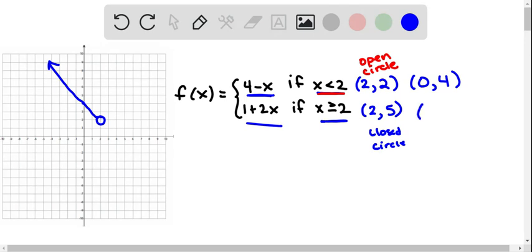And then we choose a second number for x, anything we want that's greater than 2. So suppose I choose 4. And 1 plus 2 times 4 is 9. So we're going to have a closed circle at 2, 5. Start there, go through the point 4, 9, and keep going. And there's our graph.